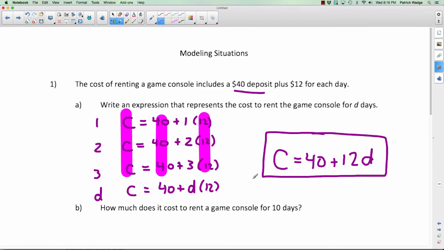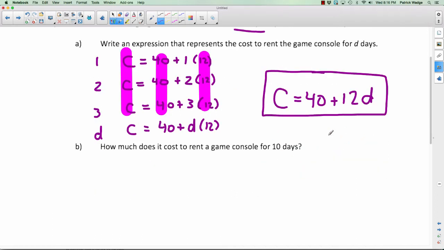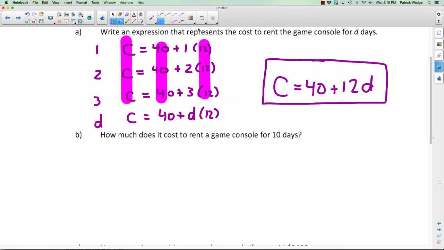If I wanted you to figure out how much does it cost for 50 days, what would you do? 50 days, D, you would plug it right in here. And that's exactly what we're going to do in the next question, except it's not going to be 50, it's going to be 10. So what you're going to do is you're going to take 10 days. We want to know how much does it cost to rent it for 10 days. We're going to put the 10 right in there. So we get C equals 40 plus 12, and where it says D, I'm putting 10.